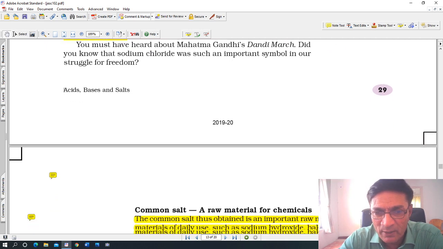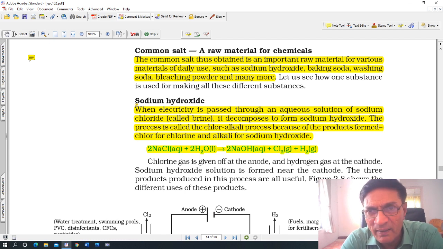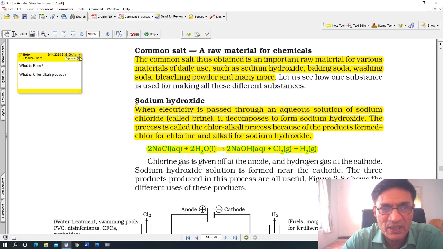Alright, Dandi March. That was then. Common salt is a raw material for preparing many chemicals. The common salt thus obtained is an important raw material for various materials of daily use such as sodium hydroxide, baking soda, washing soda, bleaching powder, and many more such compounds which can be prepared in the lab or in the factory. Let us see how one substance, common salt, is used for making all these different substances. Okay, here again, what is brine, and what is the chlor-alkali process? We will discuss that just now.